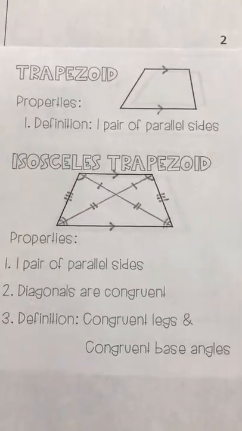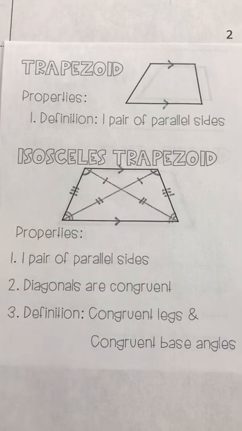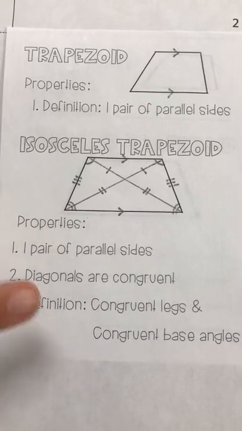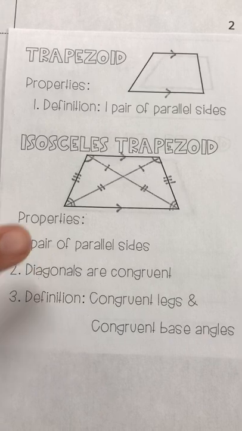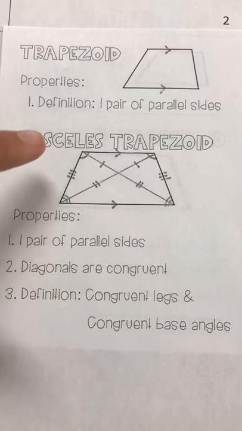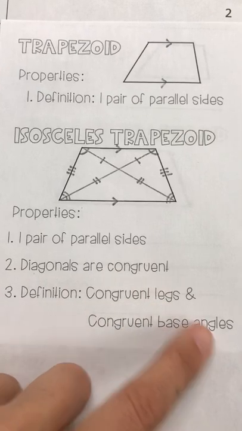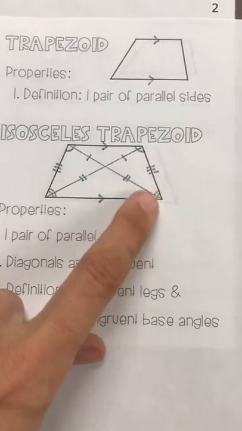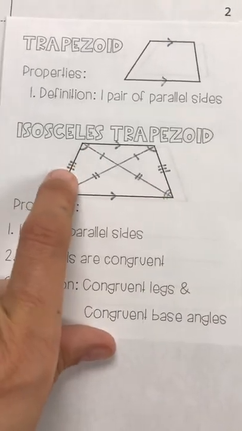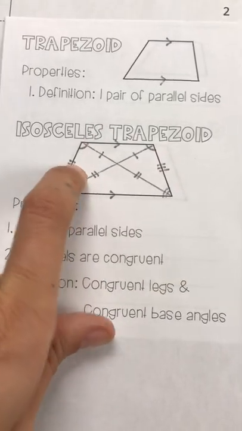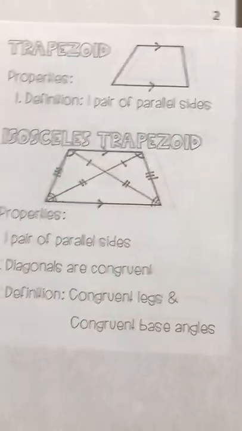So to be isosceles, I need one pair of parallel sides, and the diagonals have to be congruent, and by definition, to be a special kind of trapezoid, you have to have congruent legs and congruent base angles. So that angle has to equal that angle, and those sides have to be equal. Notice up here, that's not happening in my regular old generic trapezoid.